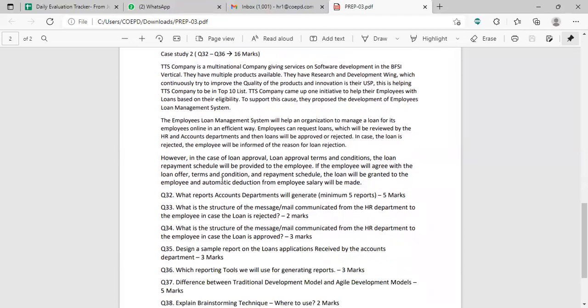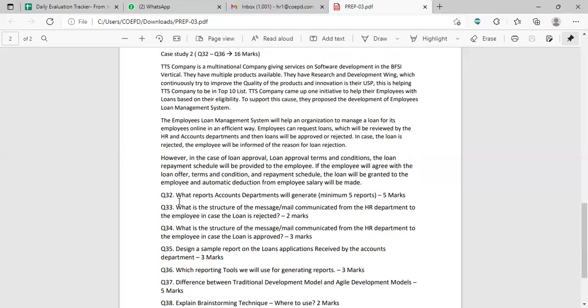However, in the case of loan approval terms and conditions, the loan repayment schedule will be provided to the employee. As I mentioned earlier, you will get an email for rejection and for approval. For rejection, you will be notified of a reason for rejection. For approval, you will be getting certain details such as loan approval terms and conditions, the loan repayment schedule, and at the same time, the loan amount will be sent to the employee. If the employee agrees with the loan offer, terms and conditions, and repayment schedule, the loan will be granted to the employee. An automatic deduction from the employee's salary will be made.